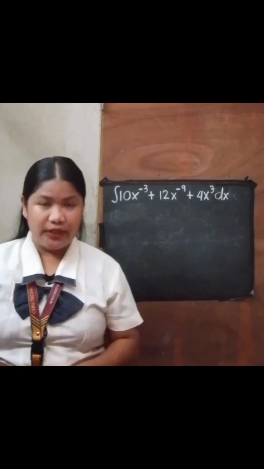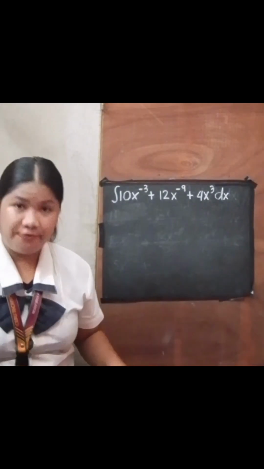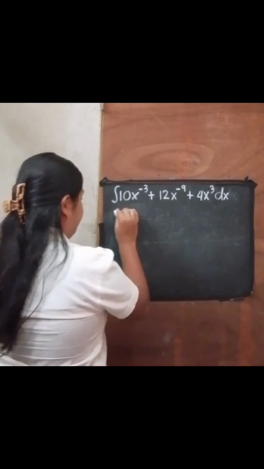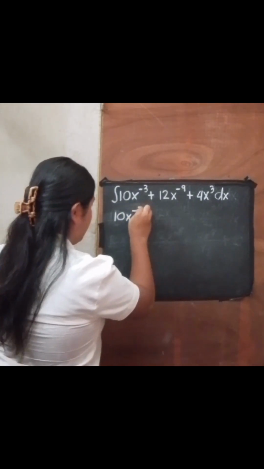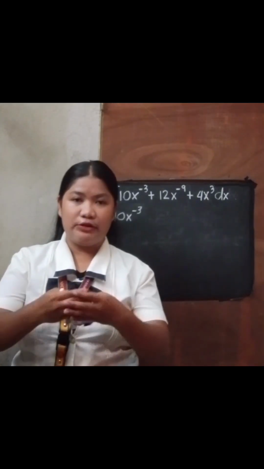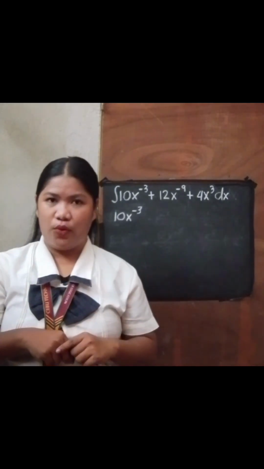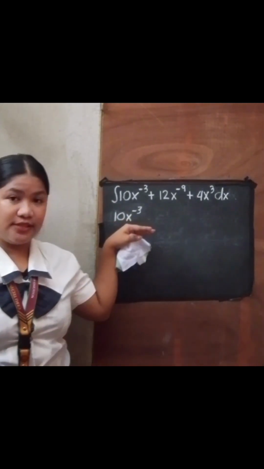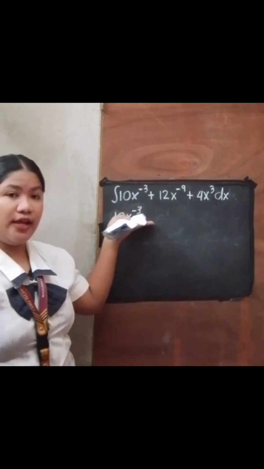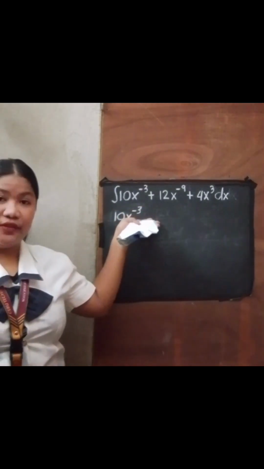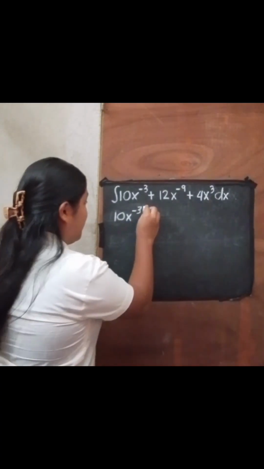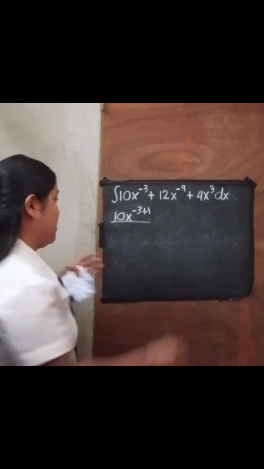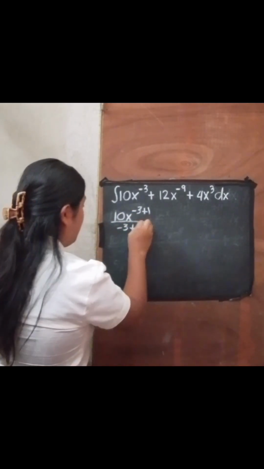Then the first step we need to do is to integrate the first term. The first term here is 10x raised to negative 3. For the power rule for integration, we add 1 to the exponent. Then whatever the new exponent is, we put it in the denominator, or divide by it, along with the coefficient. So the exponent, negative 3, we add 1 to it, so negative 3 plus 1. Then in the denominator, we copy the exponent: negative 3 plus 1.